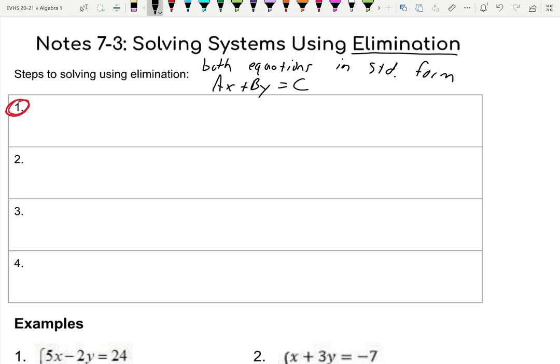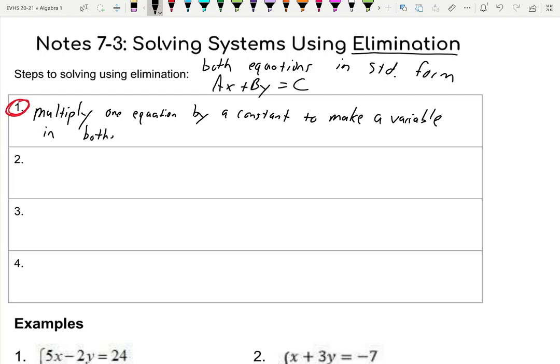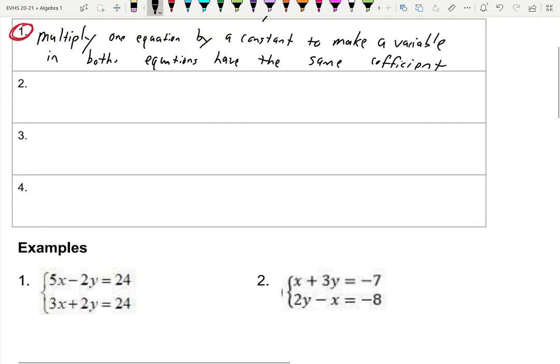Okay, so what you're going to do for step 1, if needed, is multiply one equation by a constant to make a variable in both equations have the same coefficient. Okay, that's a lot. Go ahead and pause the video if you need to finish copying that down. But let me go ahead and show you what that means, and why you're not going to need it in the vast majority of these.